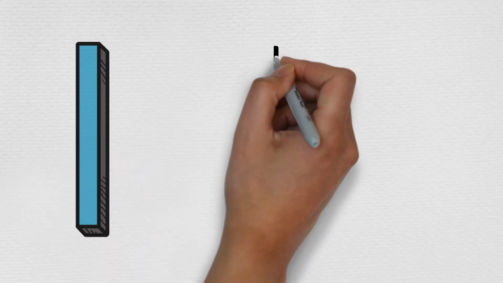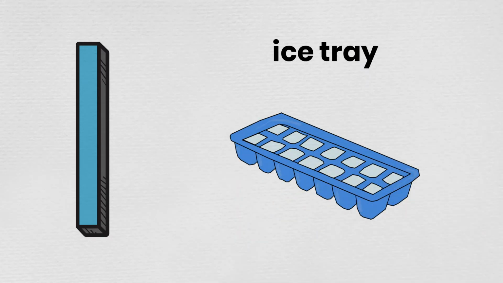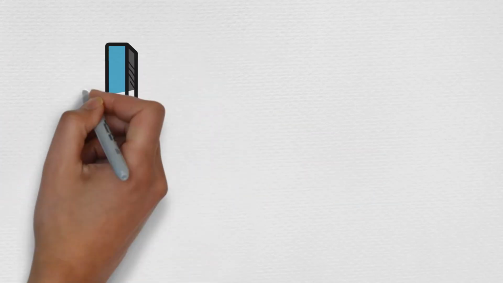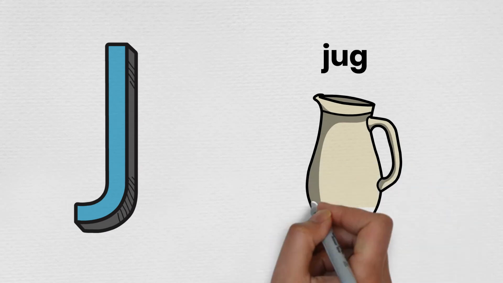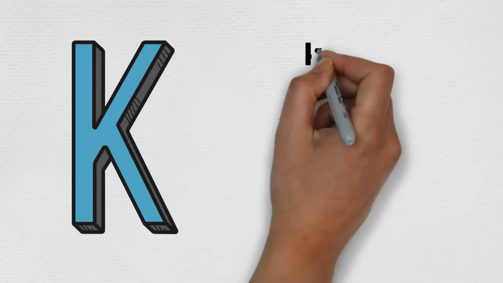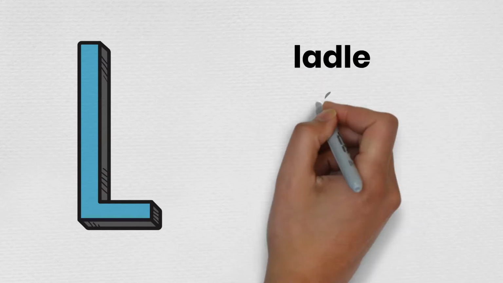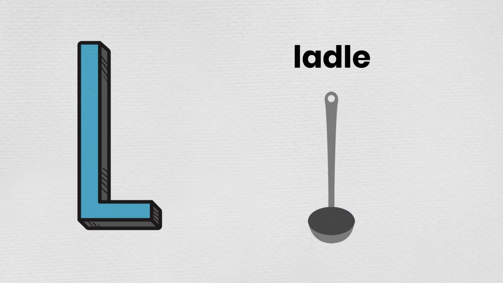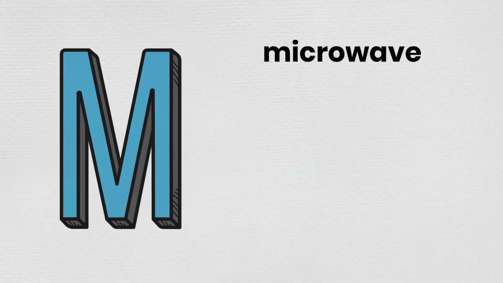I is for ice tray. J is for jug. K is for kettle. L is for ladle. M is for microwave.